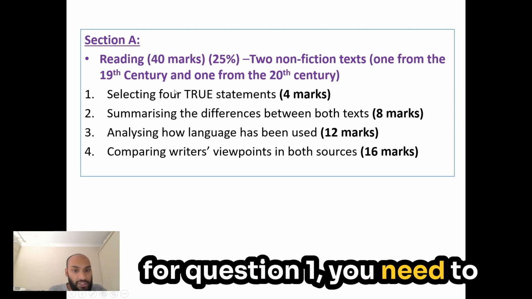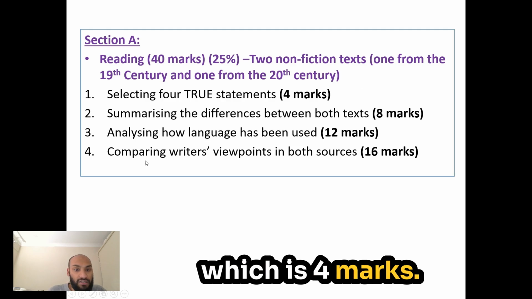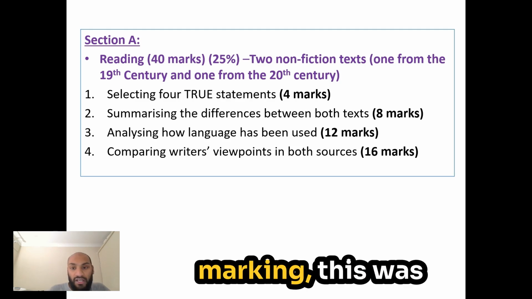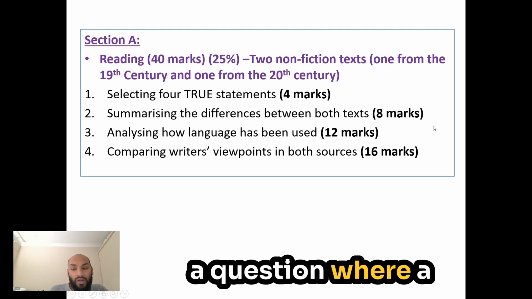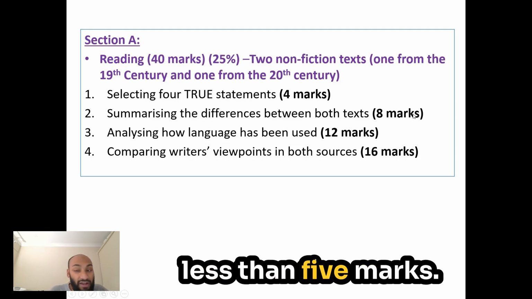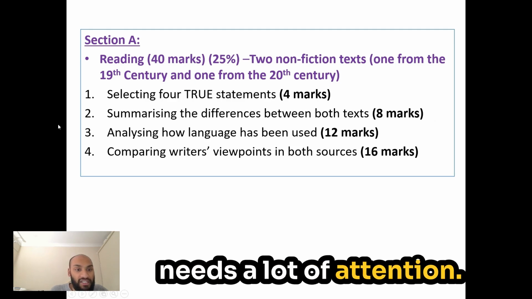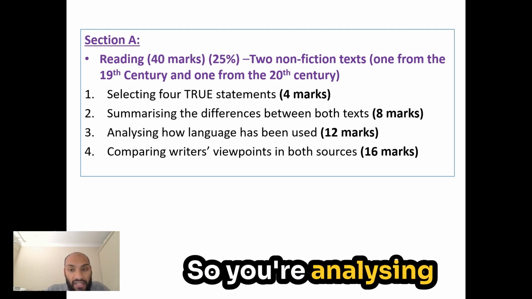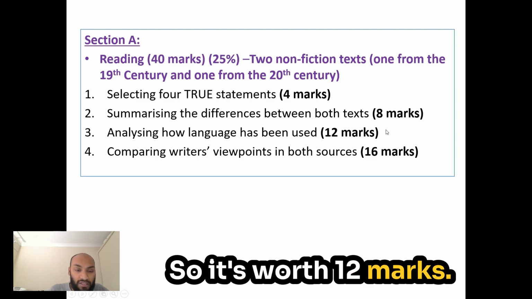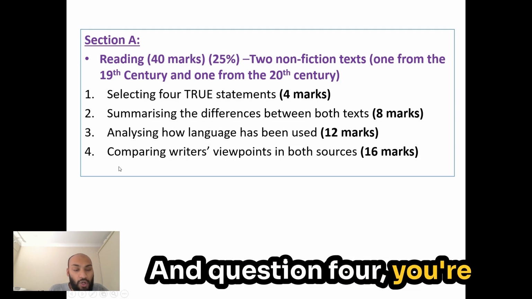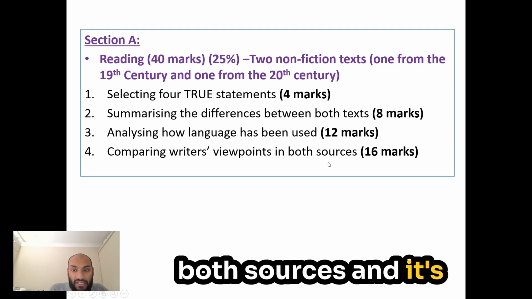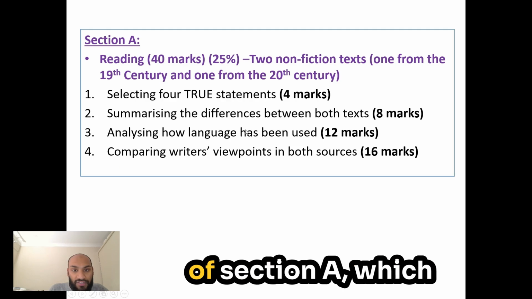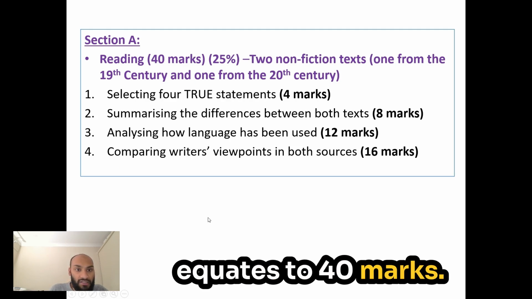For question 1, you need to select 4 true statements, which is 4 marks. Question 2 is a summary question. When I did my AQA marking, this was a question where a lot of students were getting 4 marks, less than 5 marks. So this is a question that needs a lot of attention. Question 3 is similar to Language Paper 1, question 2. So you're analyzing the language, so it's worth 12 marks. And question 4, you're comparing between both sources, and it's a total mark out of 16. So that's the whole of section A, which equates to 40 marks.